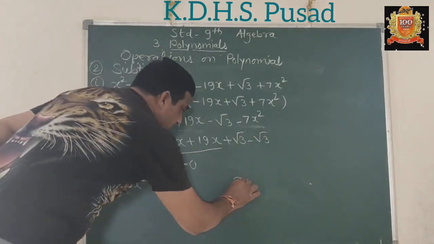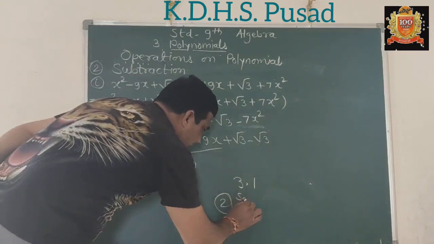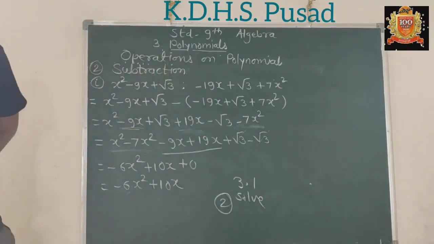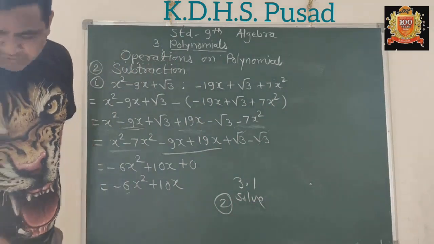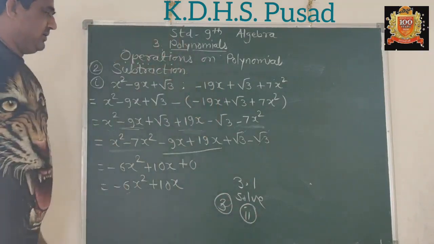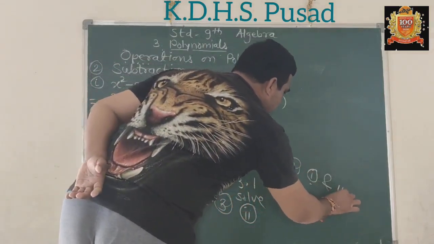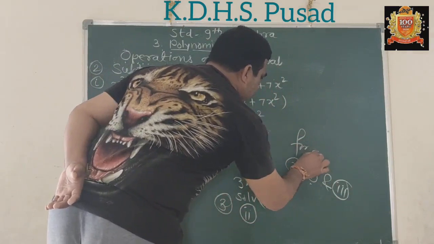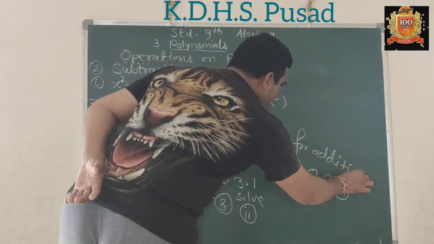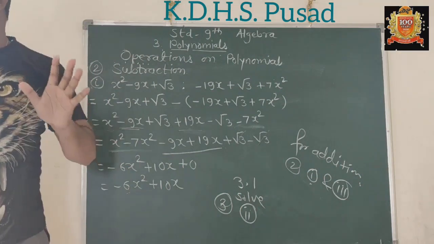So here again, 3.1, question 2. Solve question 2, and in that, question 3, not 2, question 3, the second question. Solve the second. And previously what I have written, that is questions 2, 1 and 3 for addition. Okay, so in this way you have to solve. So I hope you understand addition and subtraction of the polynomial.